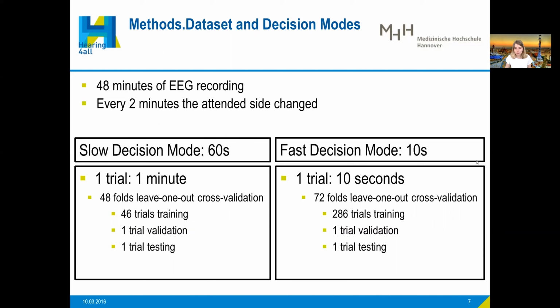The second type of presentation of data is fast decision mode, where we divided blocks into 10 seconds each, and this results in 288 trials. 286 trials were used for training, 1 for validation, and 1 for testing. Here we also implemented leave-one-out cross-validation with 72 folds.